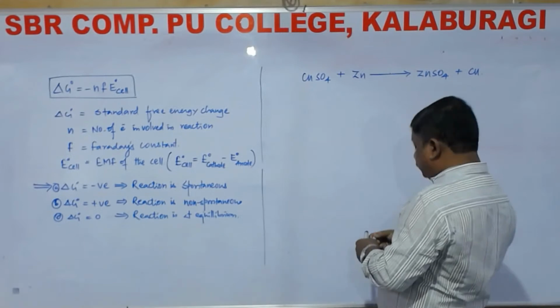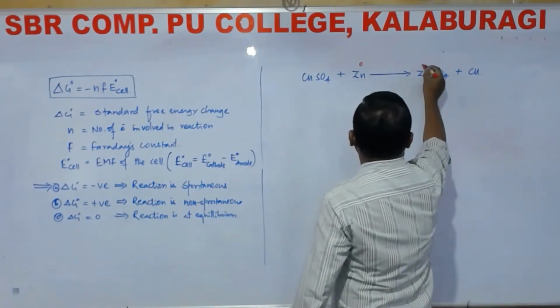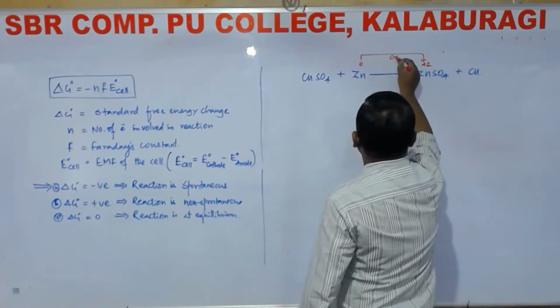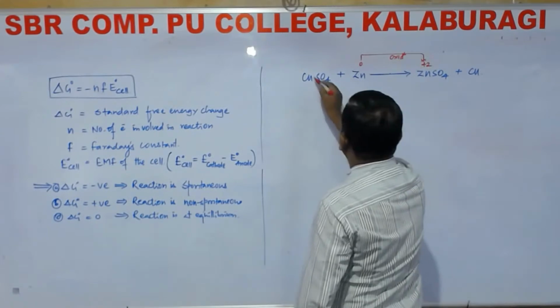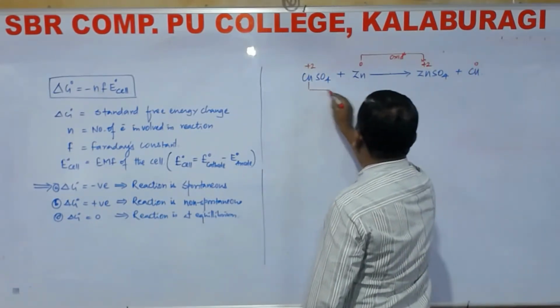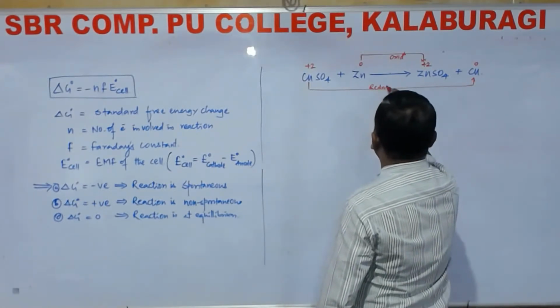In this reaction, which one is going to be oxidized and which one is reduced? For zinc, the oxidation state goes from 0 to +2, which is oxidation. For copper, it goes from +2 to 0, which is reduction.